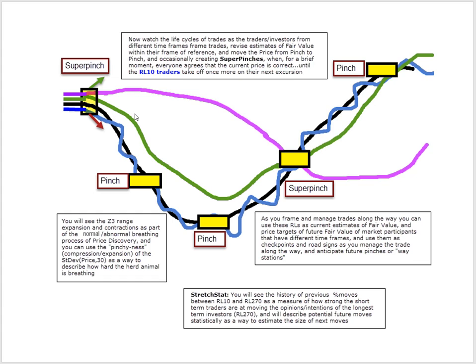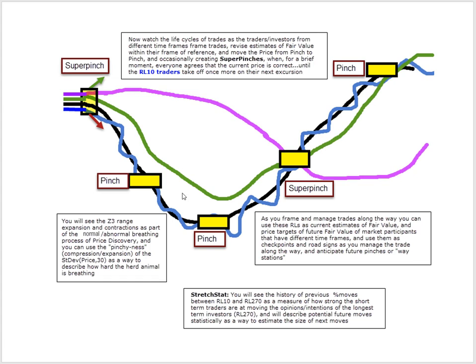And I'm showing two different forms of that super pinch. Here's one where the previous price action was such that all four got horizontal and tightly compressed and were compressed inside that super pinch box. Once those excursions begin, you then see a divergence of opinion of fair value on these RLs.